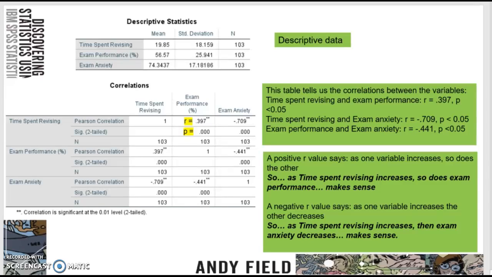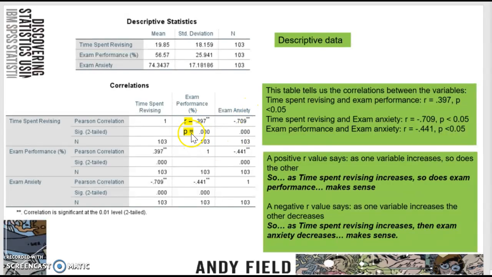Okay, so just in this video, I'm going to explain a little bit what the correlation output gives you. So here's my descriptive tables, my means, my standard deviation. And then you also get this table right here, which is your correlations. All right, so it's a bivariate correlation, so it's comparing one variable to another.